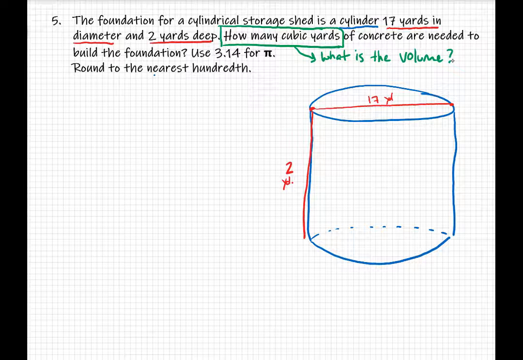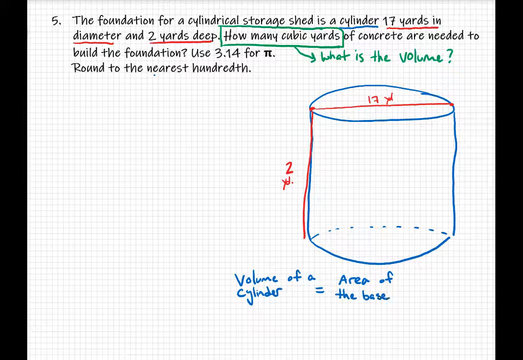So we're going to need the formula for volume of a cylinder. Volume of a cylinder equals area of the base times the height. Now this formula, area of the base times the height, is not just for cylinders. This is for any three-dimensional shape that goes vertically straight up and down.